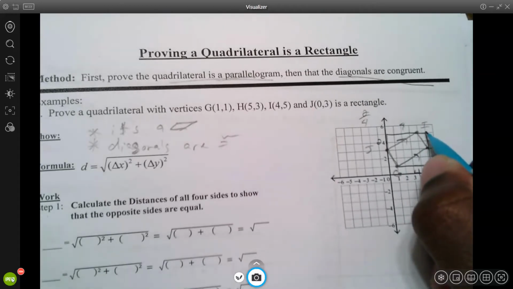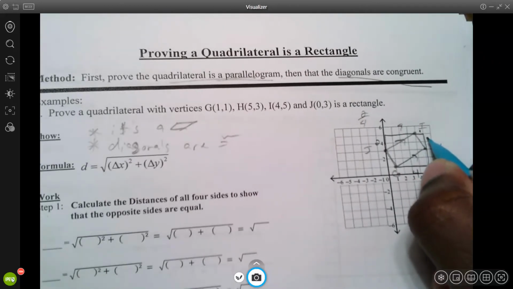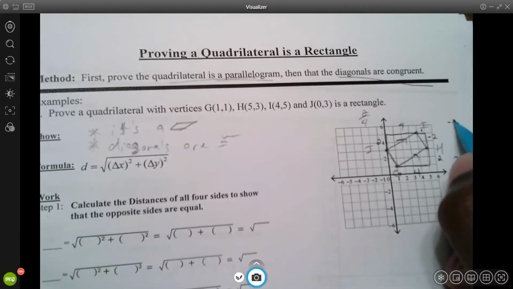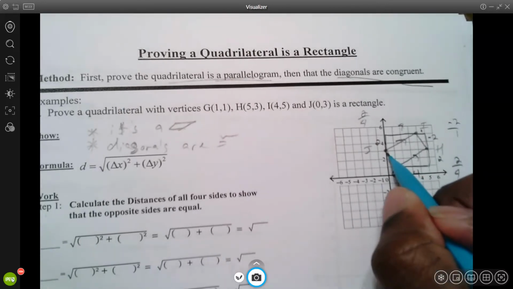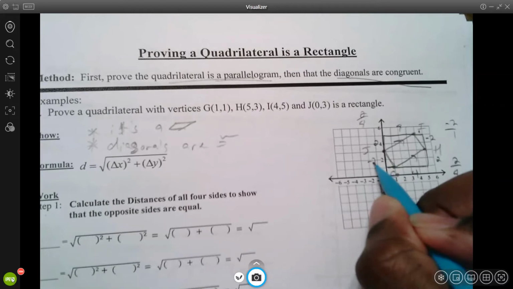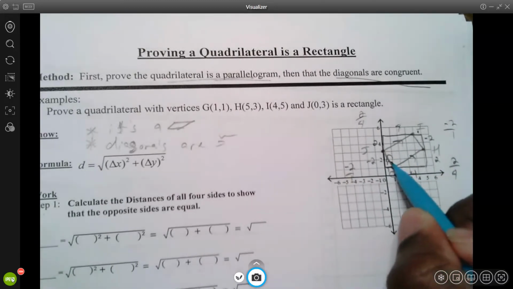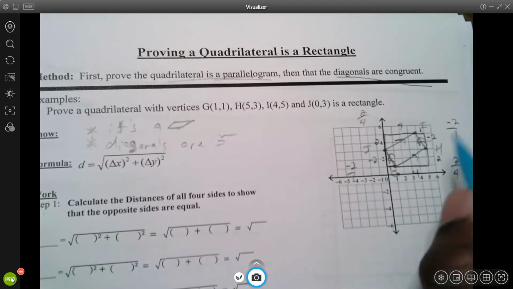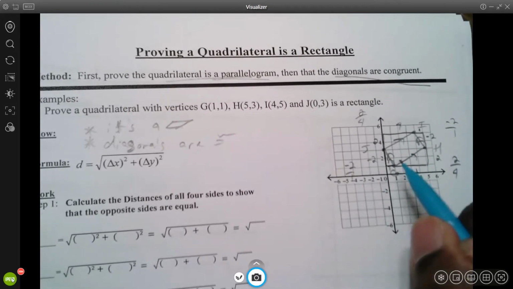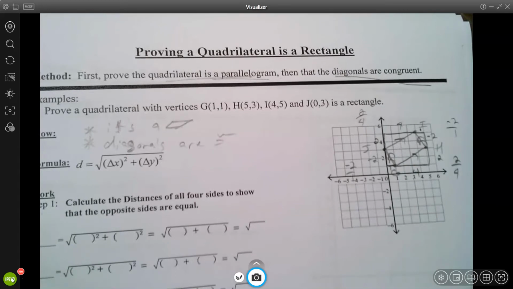This side has a slope that is 1 over 2 down. So negative 2 over 1. And this goes down 2 over 1. It's also negative 2 over 1. So these two sides are parallel. So I know the opposite sides are parallel, so I know it's at least a parallelogram.